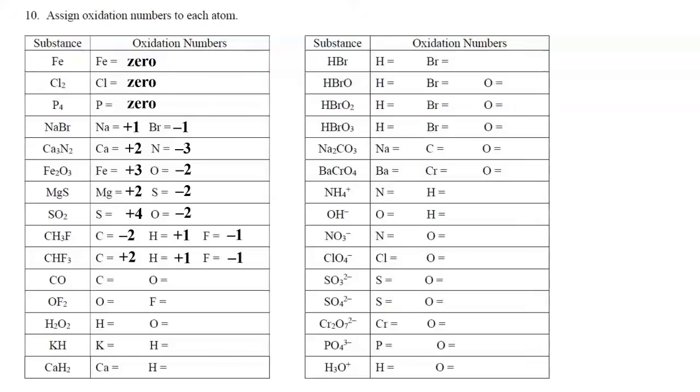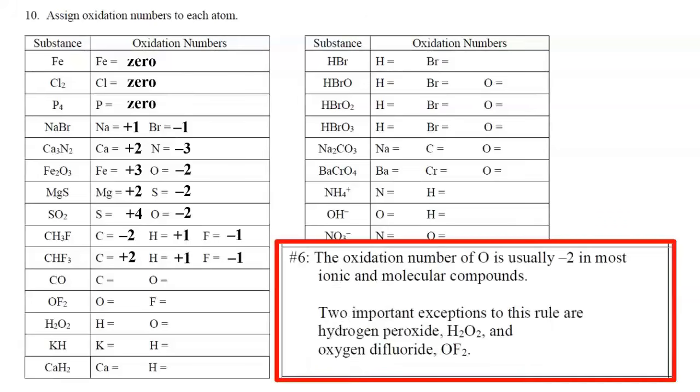Let's move on to our next example. Oxidation number of oxygen is usually -2 in most ionic and molecular compounds. So I have carbon monoxide. Well, if O is -2, that means that carbon would be +2 in that compound. And now we come to oxygen difluoride, OF2. Fluorine is always -1, but that's going to force the oxygen to be +2 so that the sum of the oxidation numbers is equal to 0. That was one of the exceptions that I mentioned.